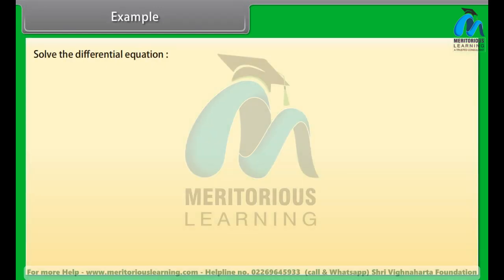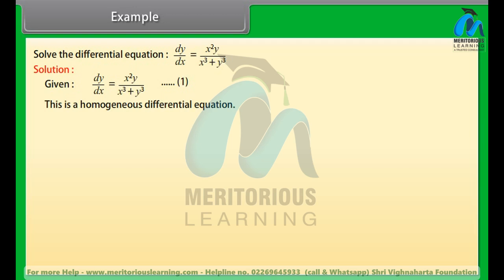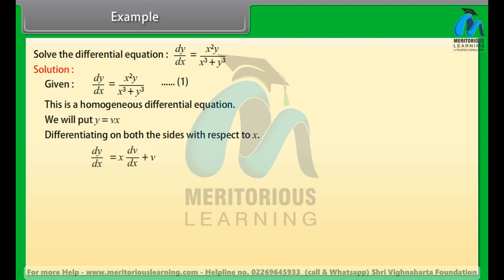Solve the differential equation dy by dx equals x square y by (x cube plus y cube). Solution. Given dy by dx equals x square y by (x cube plus y cube). Name it as equation 1. This is a homogeneous differential equation. We will put y as vx. Differentiating on both sides with respect to x, dy by dx equals x into dv by dx plus v.